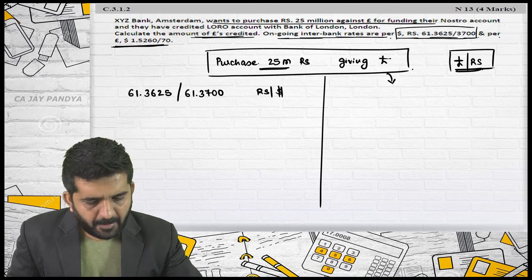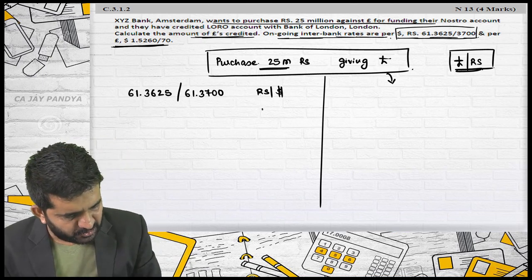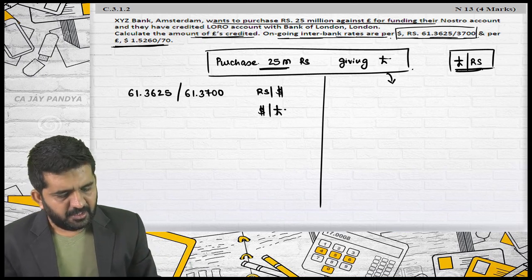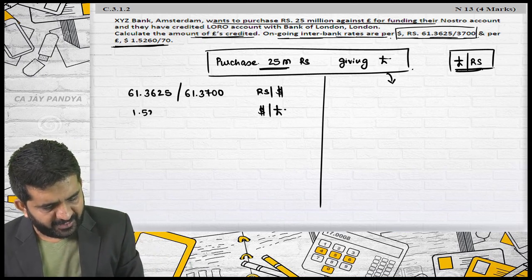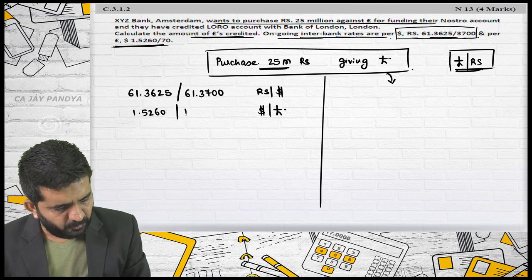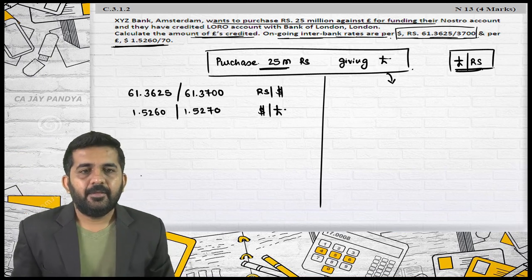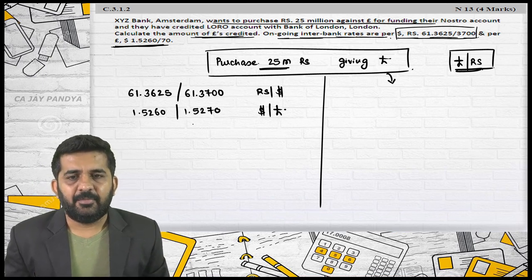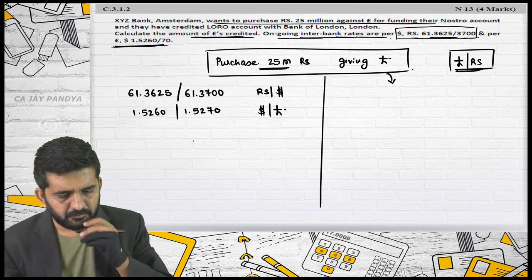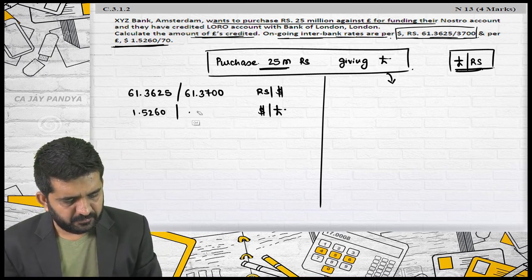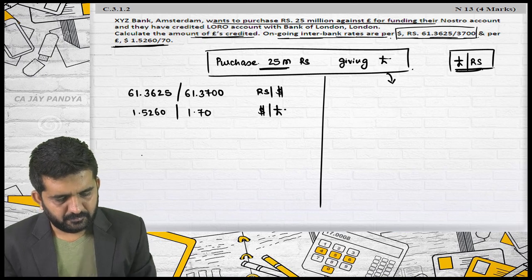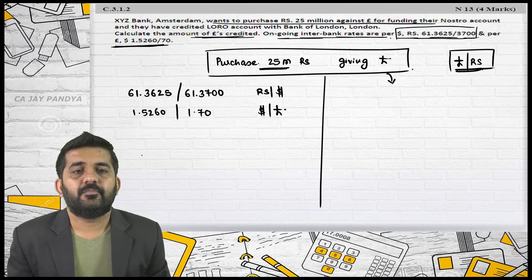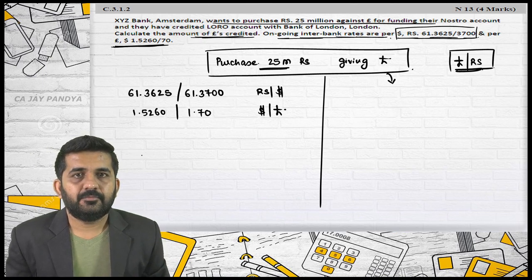Rupees per dollar. Per pound, dollar is this, so it is a rate of dollar per pound. What is the rate? 1.5260 / 1.5270. Why have I not taken 1.70? All of you are comfortable with it? Mac? Yes, sir. Should I take 1.70? No, sir. Considering what we learned earlier, we would add it from the back only, from the units place.